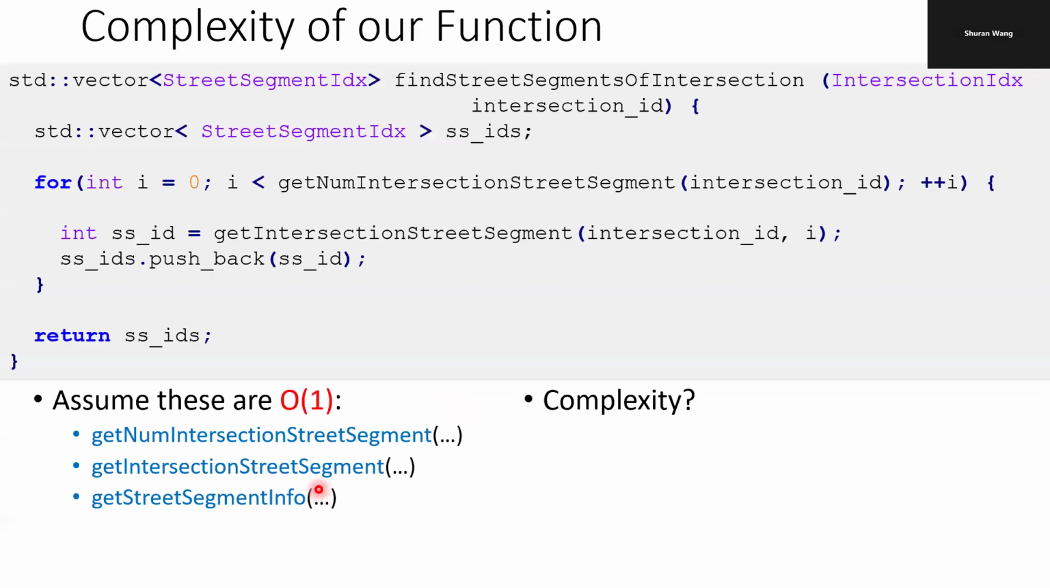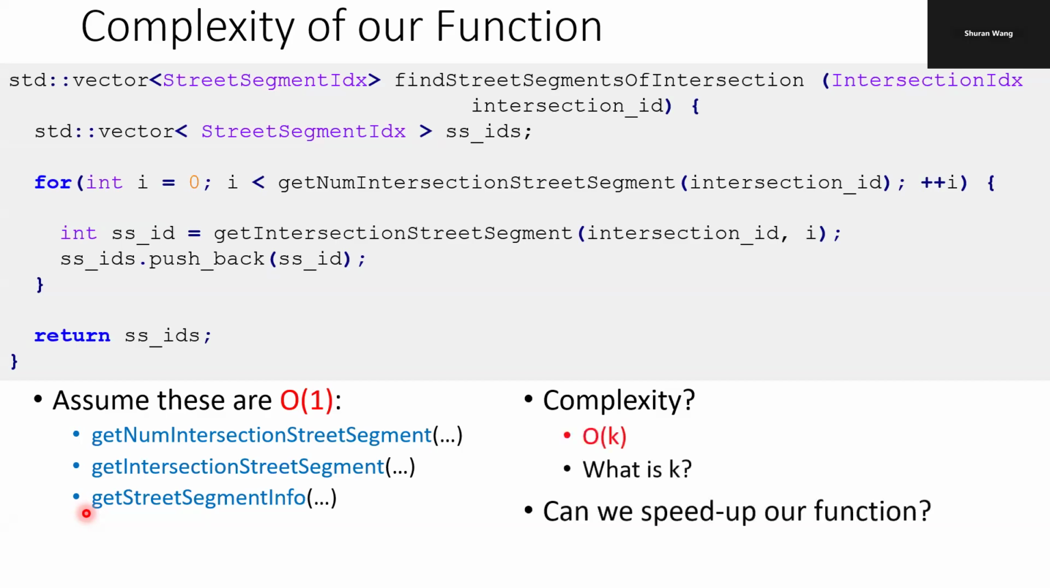So given that all of the get functions to the street database API are O(1), what is the complexity of this function? Yeah. O(N) or O(K). We use K because it's not actually a defined N, and it's not a very big N. It's a smaller K that's an average number of street segments being connected to each intersection.